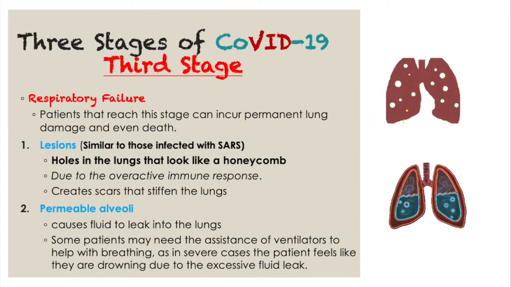During the third stage of COVID-19, respiratory failure may occur. Patients that reach this stage can incur permanent lung damage and even death. Lesions similar to those infected with SARS can be seen, which look like holes in the lungs just like a honeycomb. And this may be due to the overactive immune response that we talked about previously, which also creates scars that stiffen the lungs and may require the patient to use a ventilator to assist in breathing.